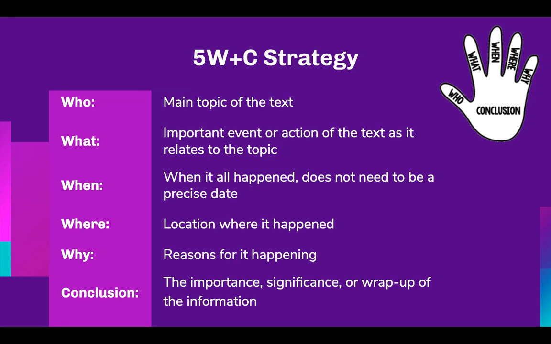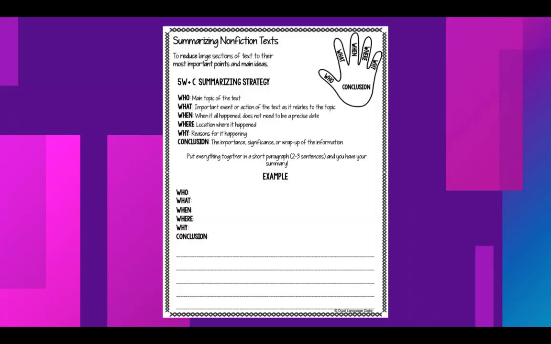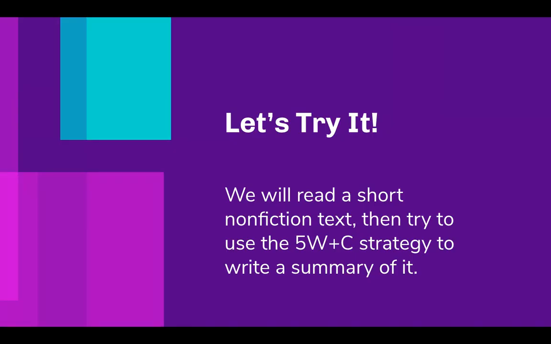Okay, so your notes should look like this. We have our summarizing strategy all filled out. Now we're ready to go on to the example part. So we will read a short nonfiction text. Then you're going to try to use the 5W plus C strategy to write a summary of it. And I'm going to give you mine so that you can have an accurate example to write in your notes.